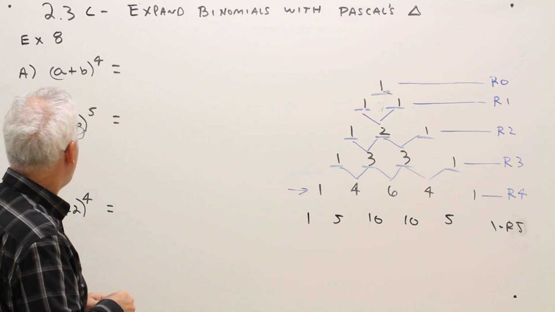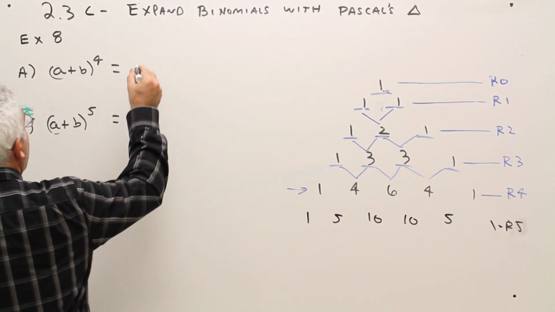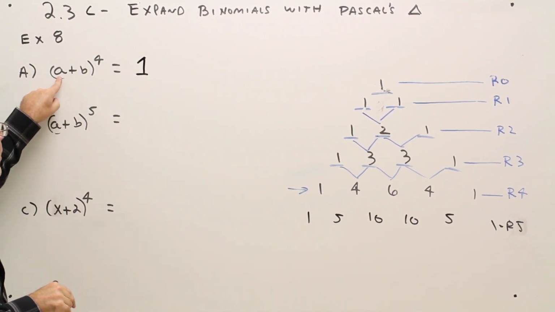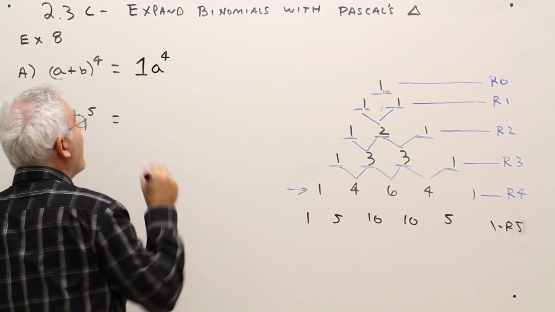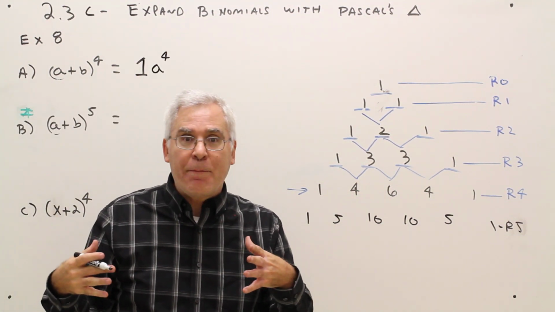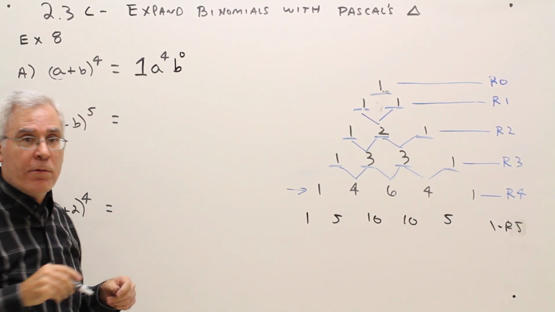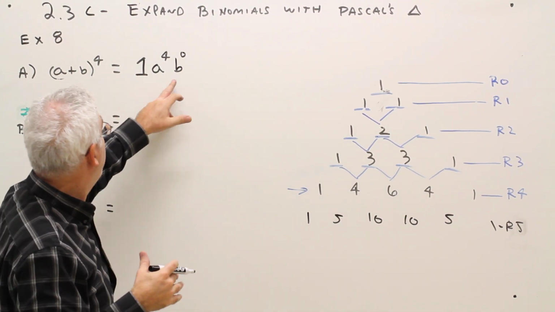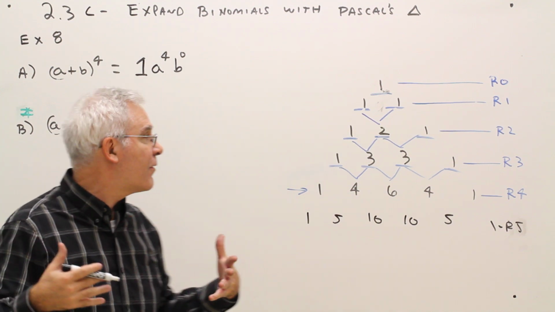All right, so the very first coefficient will always be a 1. So I'm going to say 1, and then it's going to be that letter to that highest power, a to the 4. And just to be robotic in the template, I'm going to say the second letter to a 0. That way I can see what's going on. Again, b to the 0 is 1. It's not needed. It's just going to help you be a robot and get this problem correct.